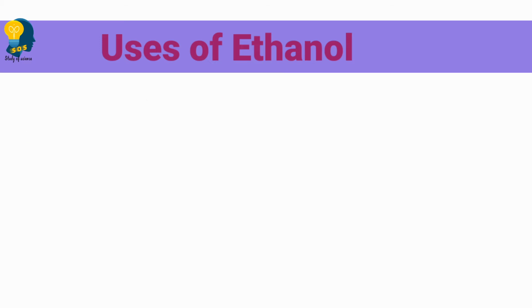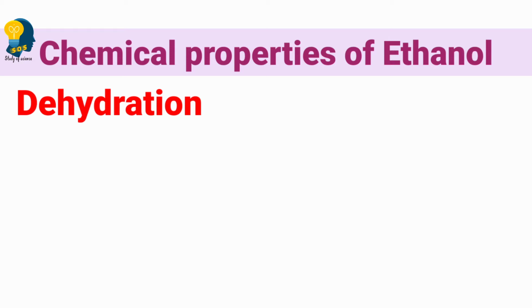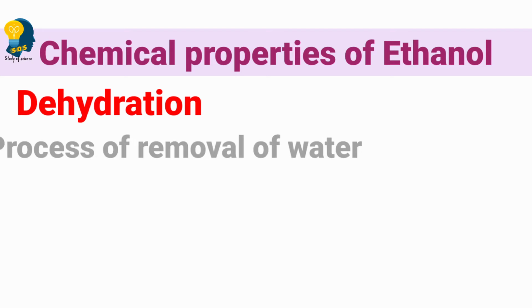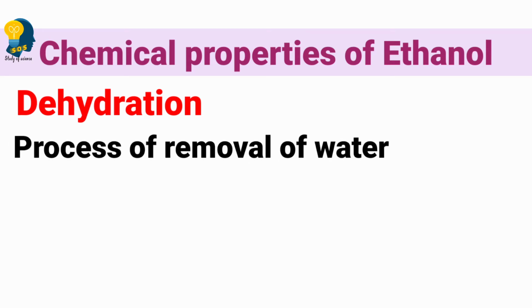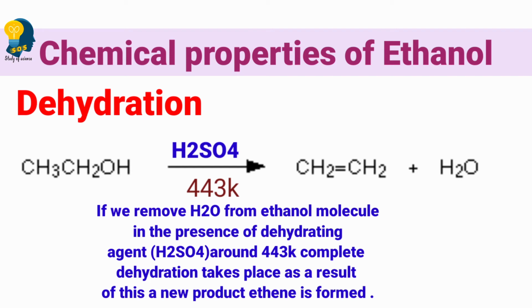Clear? Now, let us know more about its chemical reactions. Let's begin with the dehydration property of ethanol. Students, as the name suggests, dehydration. What is meant by dehydration? Dehydration means the removal of a water molecule. Here, the removal of water takes place from ethanol. So, let's see what products are obtained if we remove water from the ethanol molecule. If ethanol is treated with a strong acid like sulfuric acid, H2SO4, at around 443 Kelvin or 160 degrees Celsius, then complete dehydration takes place.